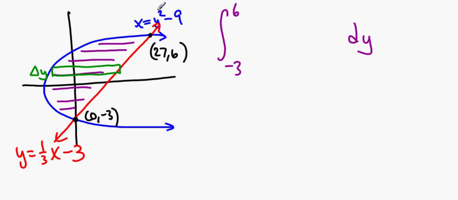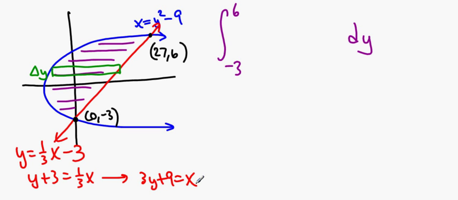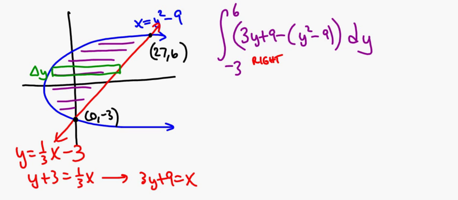And the functions themselves have to be in terms of y. For the parabola, this is already accomplished. For the line, this is not accomplished. So we'll just make it so. And we're going to do right minus left from bottom to top, instead of top minus bottom from left to right.